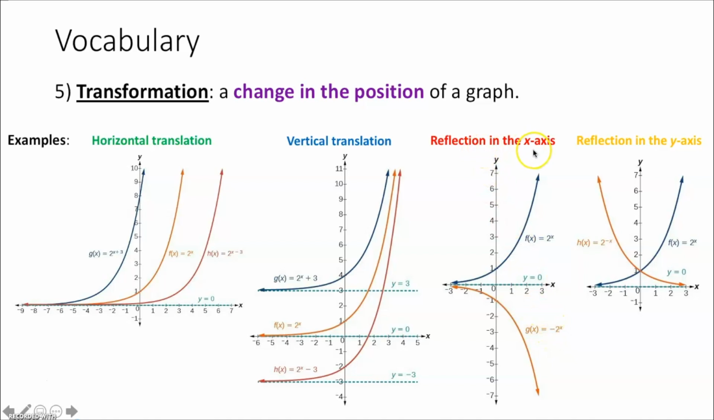A reflection in the x-axis or over the x-axis occurs when your a value is negative. So here, our a value is 1. Here, our a value is -1. A -1 a value causes the graph to flip or reflect over the x-axis.